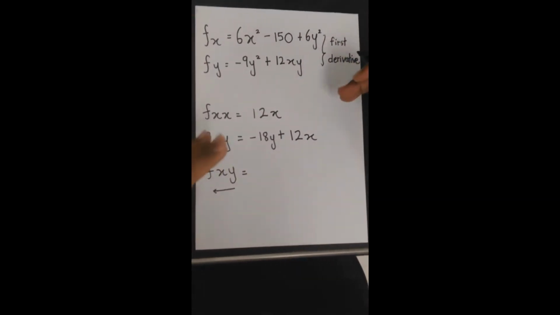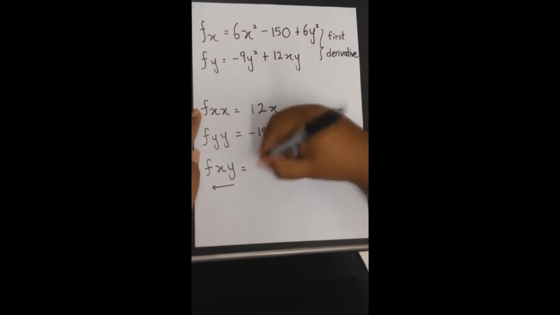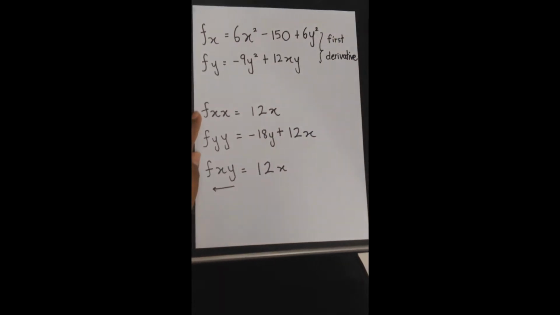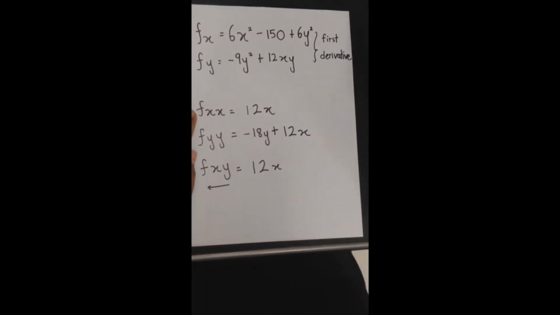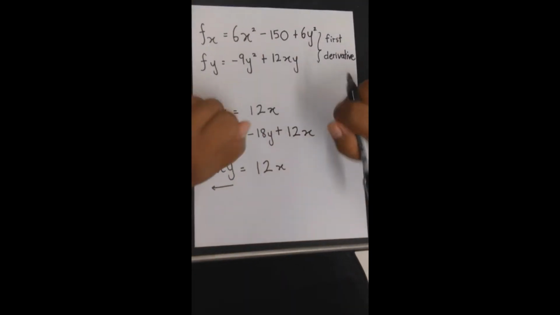The answer for the fxy from here is 12x, because we differentiate x from the 12xy. That's all.